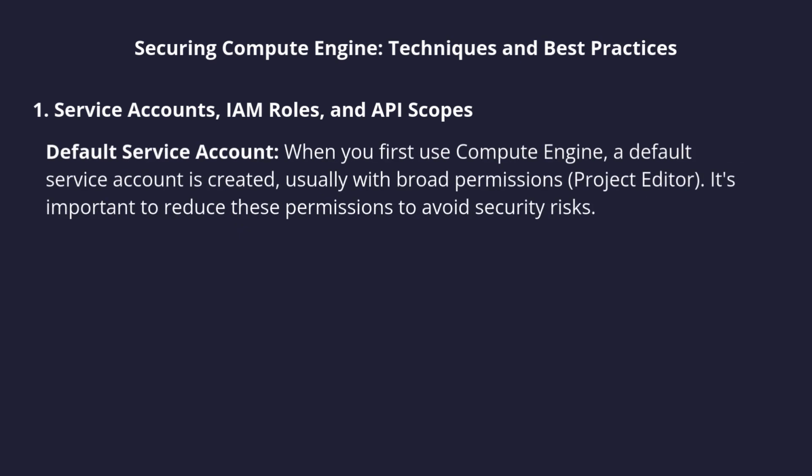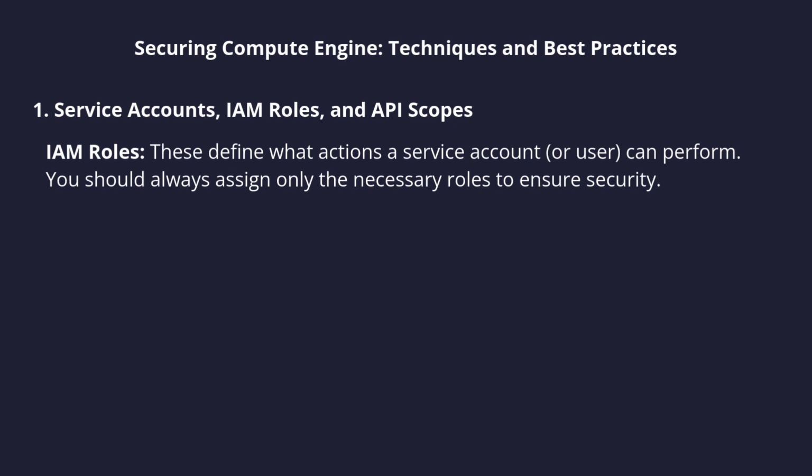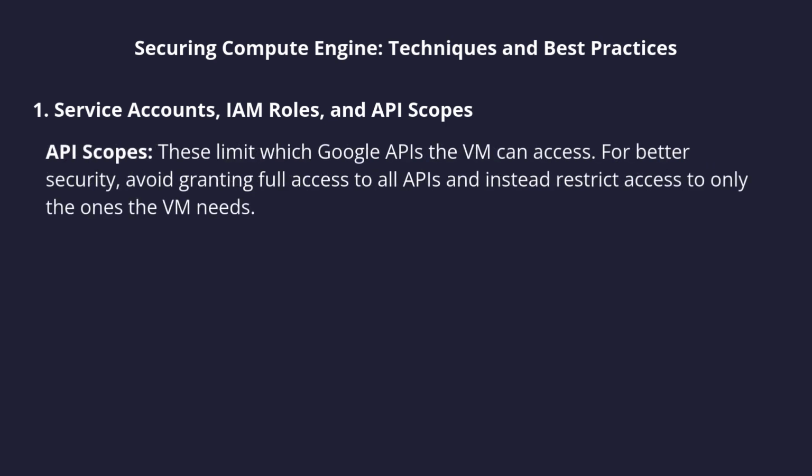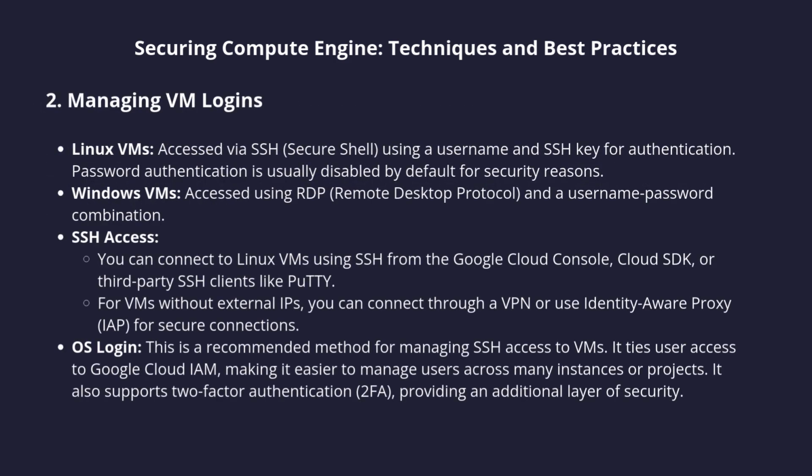Default service account. When you first use Compute Engine, a default service account is created, usually with broad permissions, Project Editor. It's important to reduce these permissions to avoid security risks. IAM roles. These define what actions a service account or user can perform. You should always assign only the necessary roles to ensure security. API scopes. These limit which Google APIs the VM can access. For better security, avoid granting full access to all APIs and instead restrict access to only the ones the VM needs.